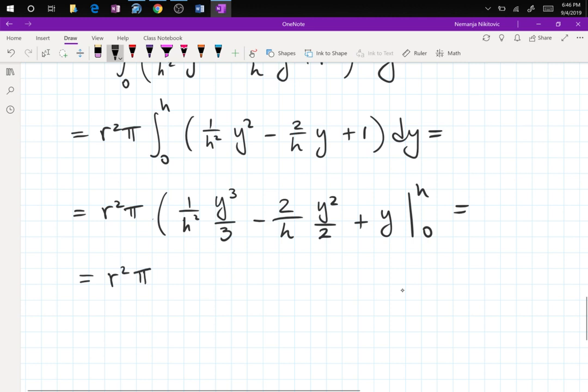R squared pi, and when I plug in h, I get 1 over h squared, h cubed over 3 minus 2 and 2 cancel. I have 1 over h, and then h squared, plus h, minus 0. The 0 is not going to contribute anywhere because it's just going to kill all of the terms. Y equals 0 multiplied by all of the other stuff is just 0.